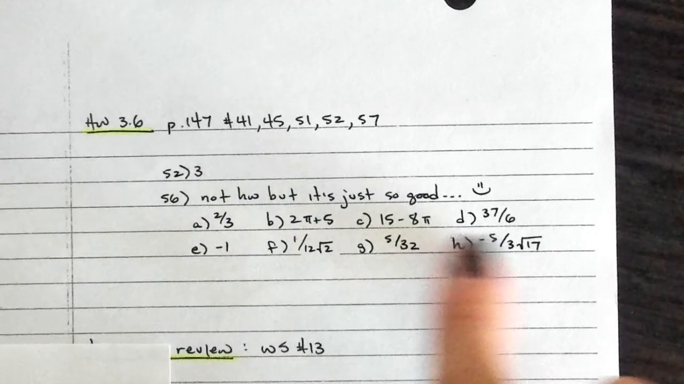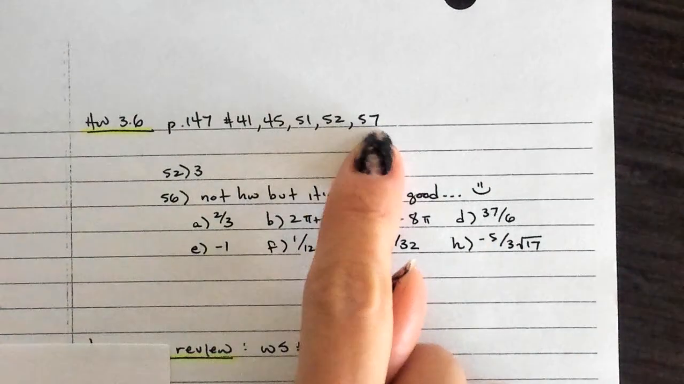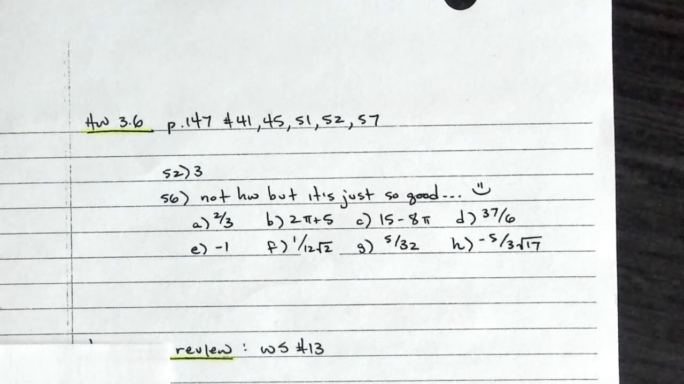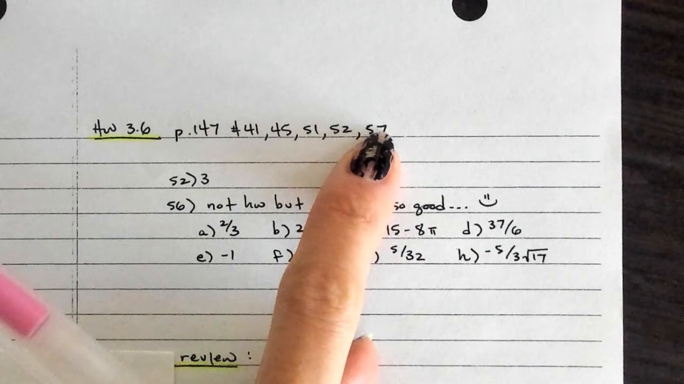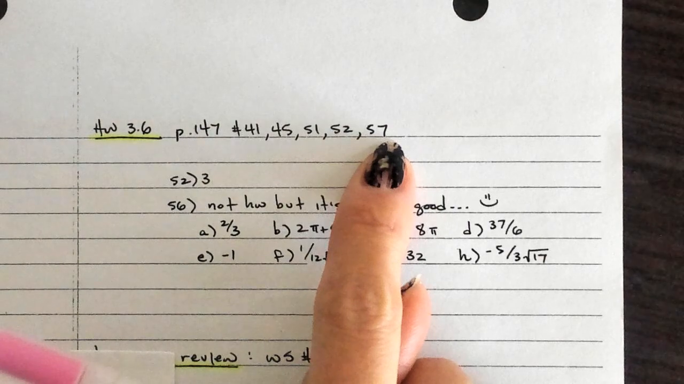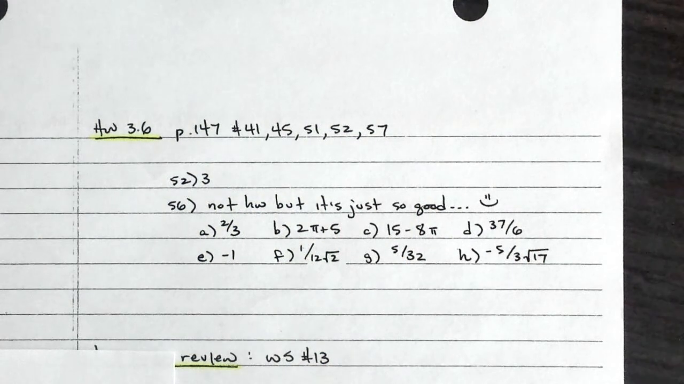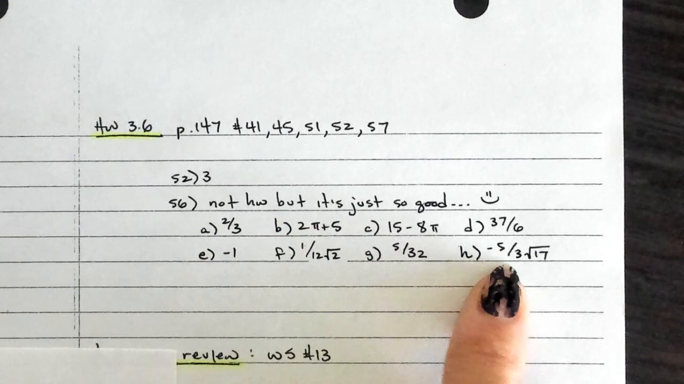So not homework, but it's just so good. You should try it. If you get 57 completely correct, then great job. Maybe you don't have to try it, okay? Because you're all good. You got all of 57 correct when you checked your answers. But if you got any of them wrong and you had to go back and check your work or ask on the homework helpline, you should for sure do number 56, and here are your answers.